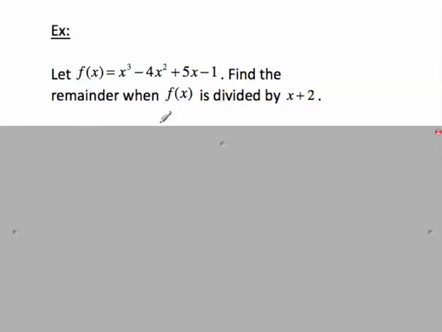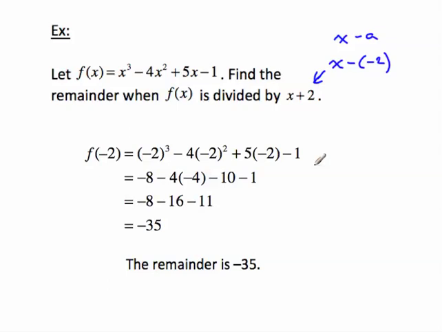So here I've introduced a new f of x. Let f of x be that. Find the remainder when f of x is divided by x plus 2. So you can think of this as being x minus negative 2. So it fulfills the x minus a criteria or setup. That means that a is equal to negative 2. So we sub negative 2 into the function, and we get negative 35. That means the remainder when this function is divided by x plus 2 is negative 35. And that's the Remainder Theorem.